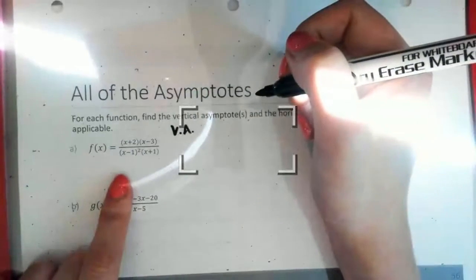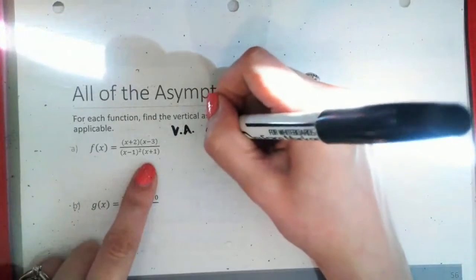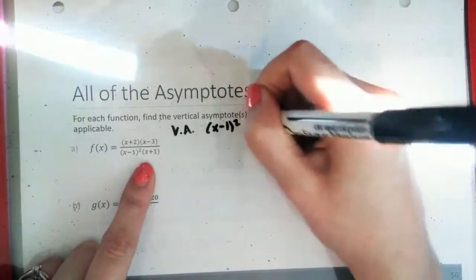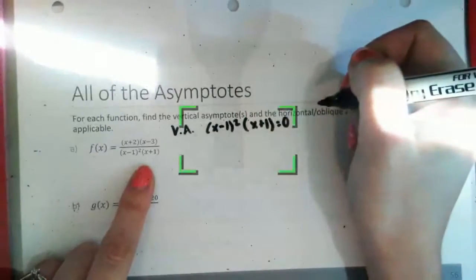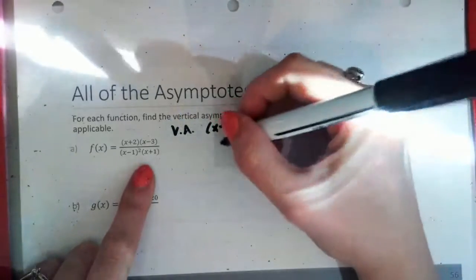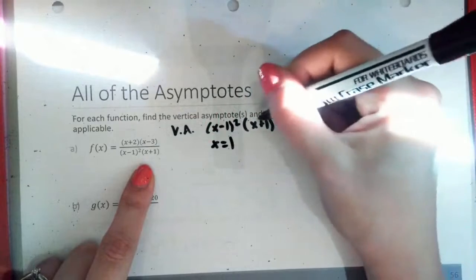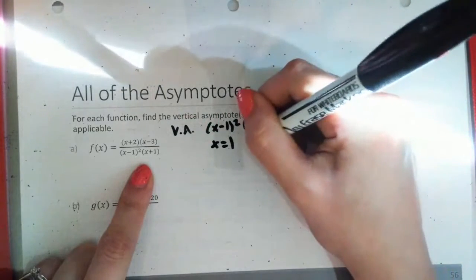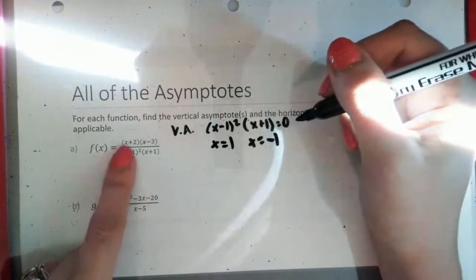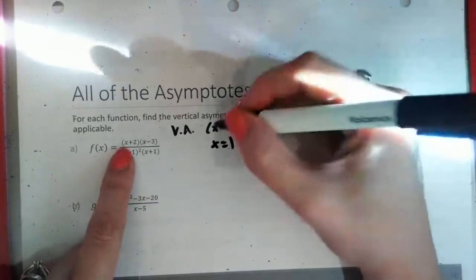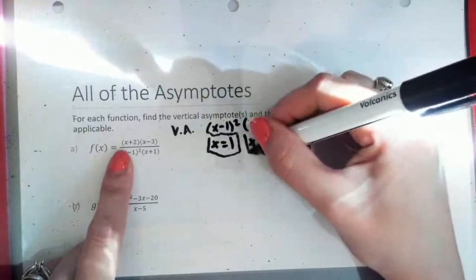I'm going to start with my vertical asymptotes because those ones tend to be a little bit easier. For vertical asymptotes, we set the denominator equal to 0. So x minus 1 squared times x plus 1 is equal to 0. If x minus 1 equals 0, then we get x equals positive 1. If x plus 1 equals 0, then x equals negative 1. If I plug either of these values into the numerator, they're not going to be 0, so they are both vertical asymptotes.